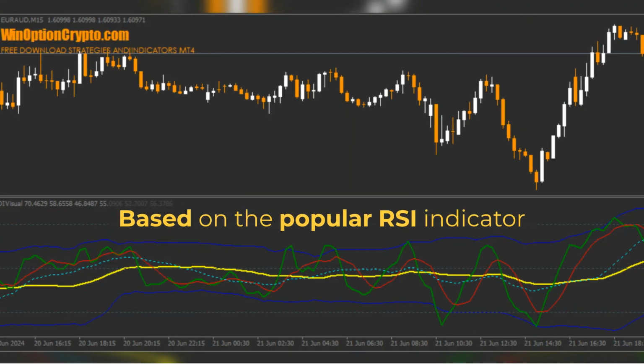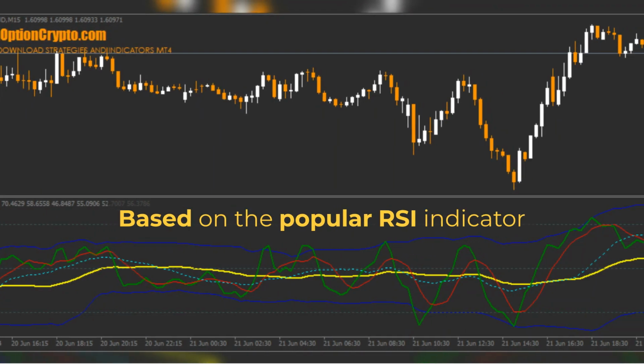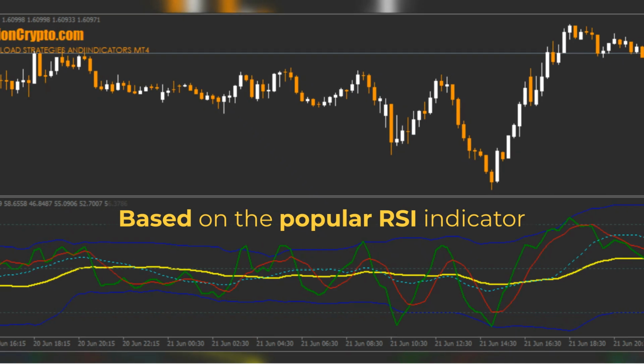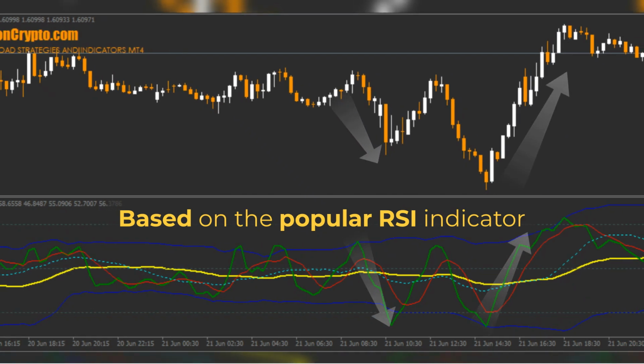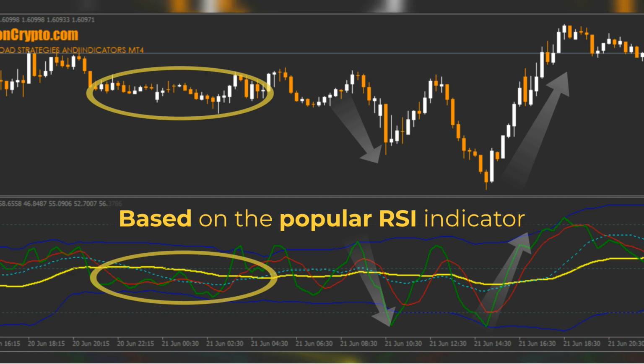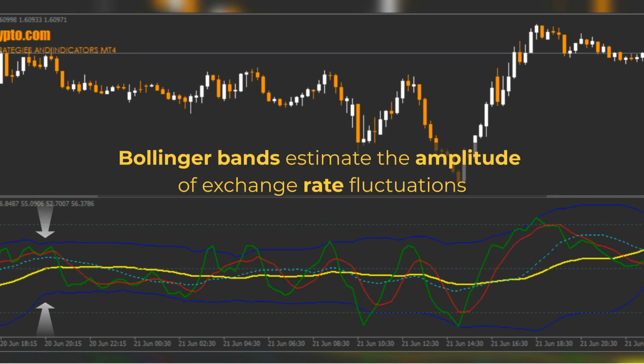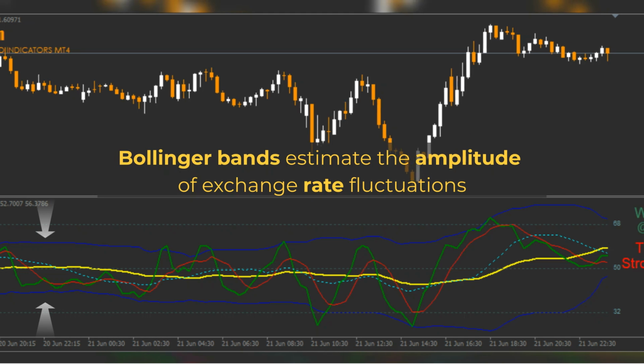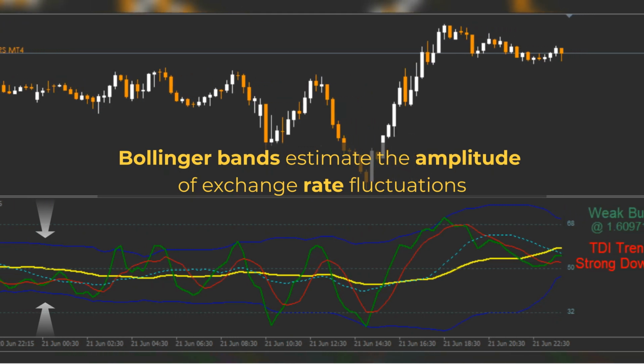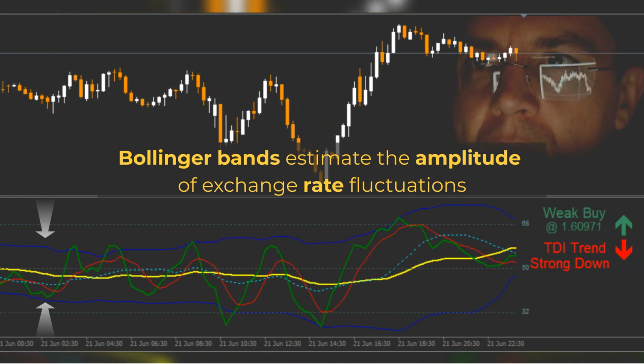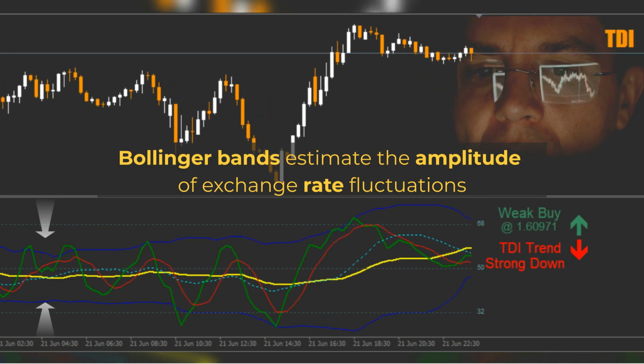This assistant is based on the popular RSI indicator. With its help, TDI determines the strength of the trend, and a special algorithm neutralizes market noise, and the built-in Bollinger lines help to correctly estimate the amplitude of exchange rate fluctuations. As a result, the trader gets a clear picture of what is happening on the chart.